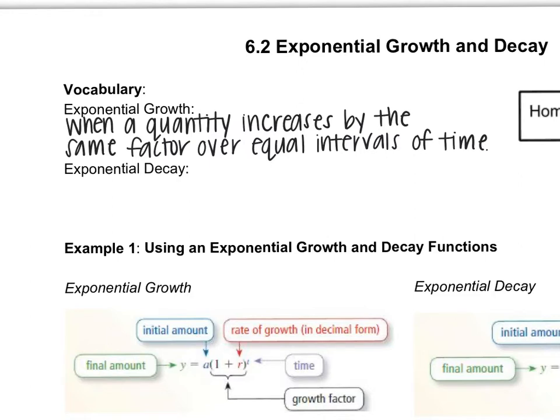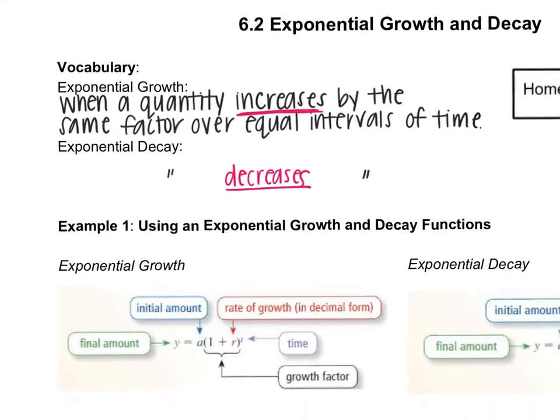Exponential decay is basically the same definition, and if you want to save yourself some time here, it's the same definition except instead of the word increases, you could probably guess this, it's decreases. So I'm just going to write ditto, and change that word to decreases. Everything else is the same. So the definition for exponential decay would be when a quantity decreases by the same factor over equal intervals of time.